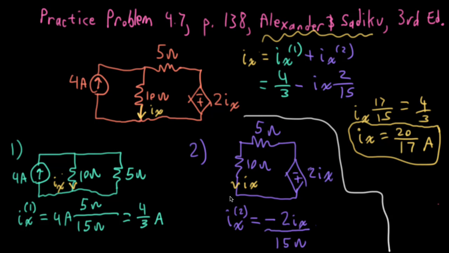The mistake people make is they'll look at this and they'll think, well, if I look at this circuit, Ix must equal 0. But the mistake they're making is they're trying to find Ix before they've included all of the contributions.